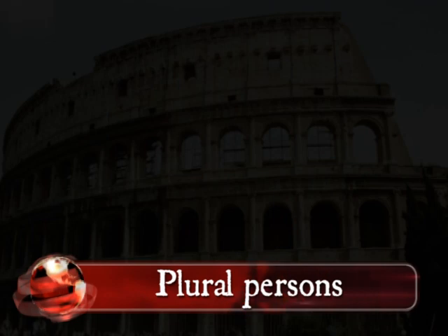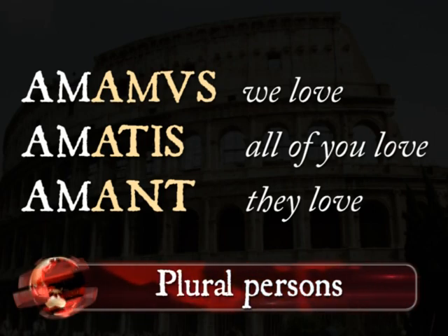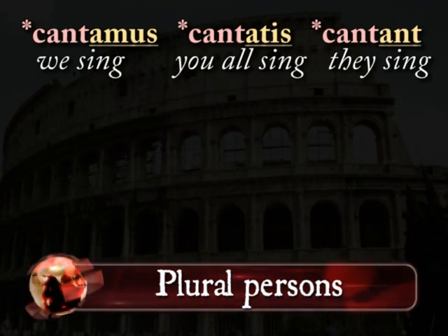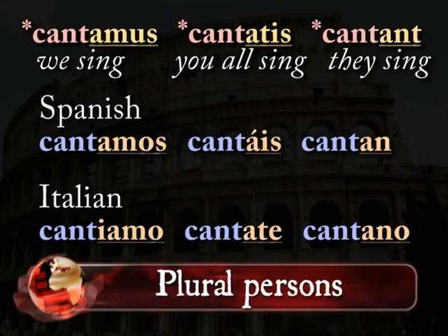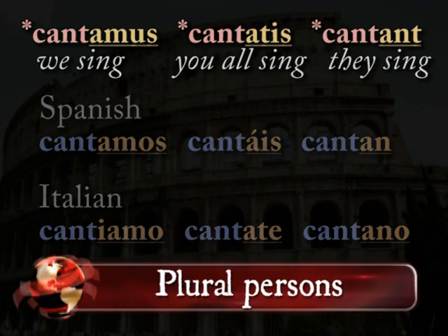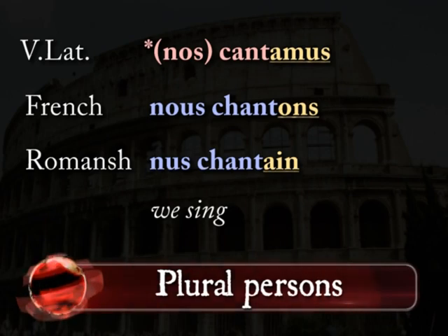First, second, and third-person forms also exist in the plural. Amamus, amatis, amant. Vulgar Latin verbs have unique endings for these too. Cantamus, cantatis, cantant. French, Romansh, Emiliano Romagnolo, and a few other languages still require pronouns.